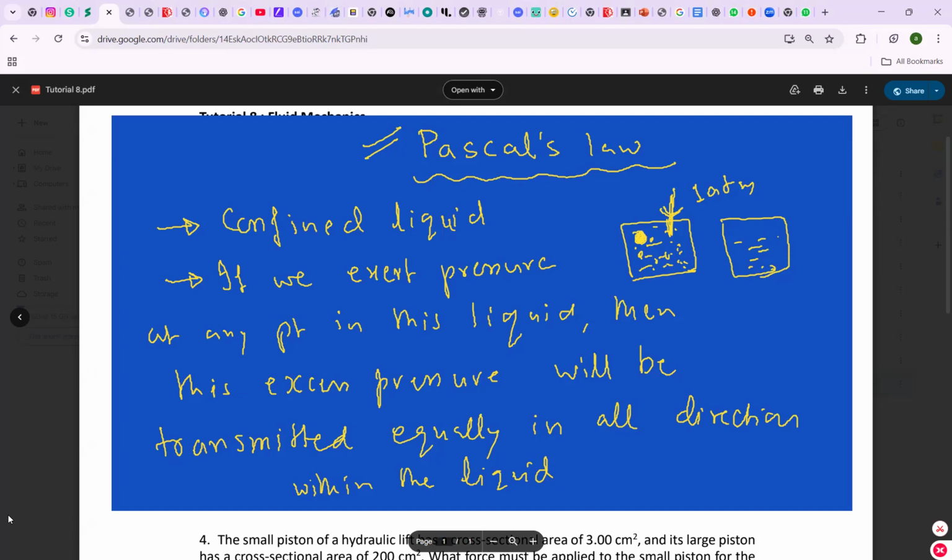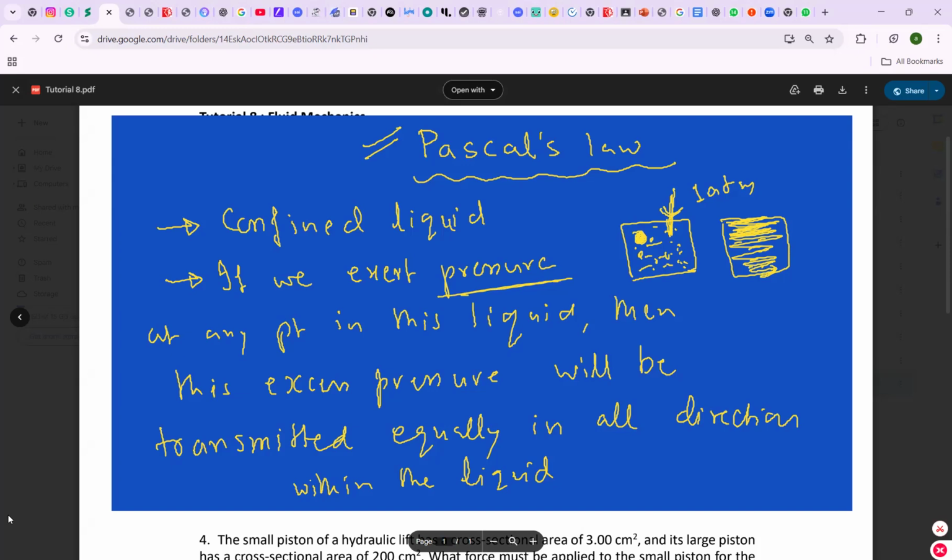Confined means a closed container or open to the air? No, closed container with full packed liquid, full packed. Confined liquid means full packed liquid. But how can the atmospheric pressure exert on the liquid if it's not opened? No, we are not talking about atmospheric pressure. We are talking about simple pressure. Oh, simple pressure.